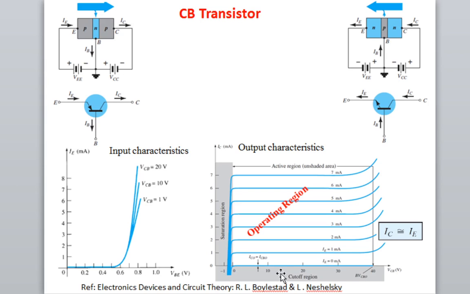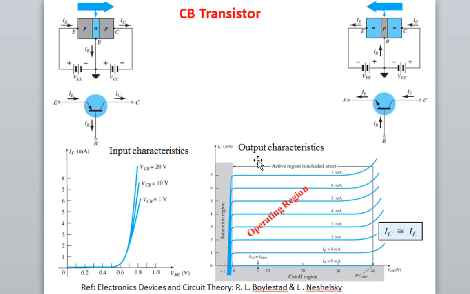So this shaded area is known as the cutoff region of a transistor. And this left-hand side region, at which the output current for a given value of input current and voltage becomes constant, is a constant region. After that the current is constant, and this region is known as the saturation region of a transistor. So this is the output characteristics.